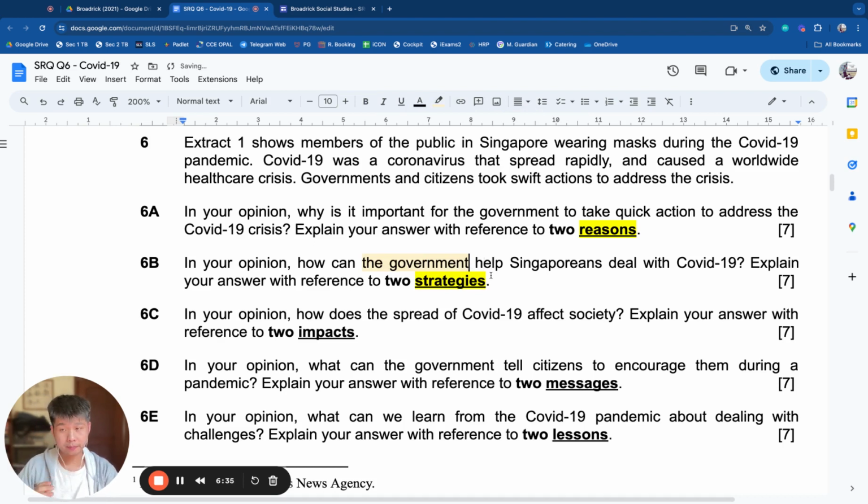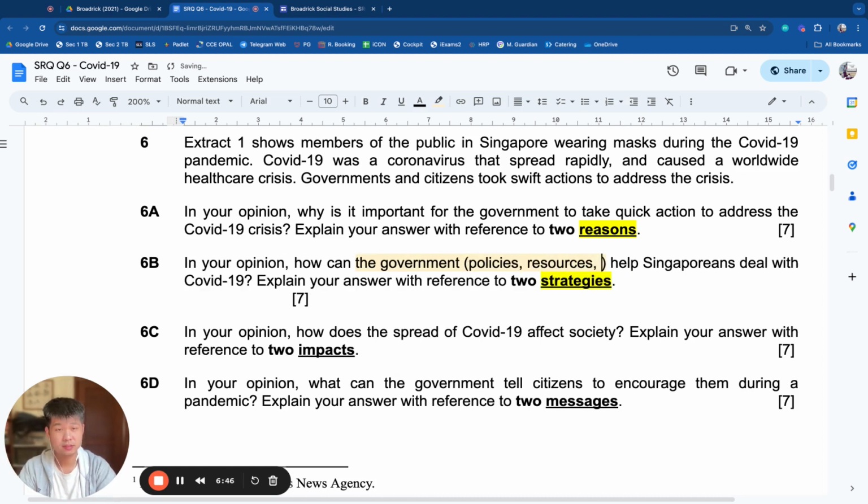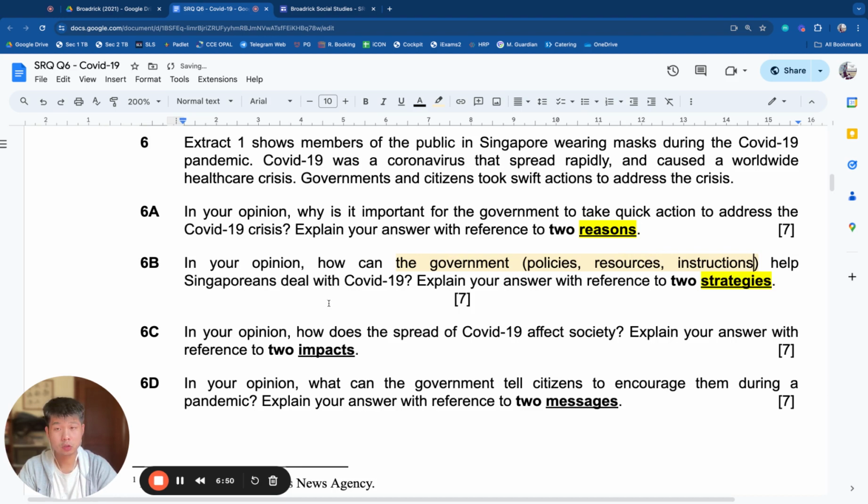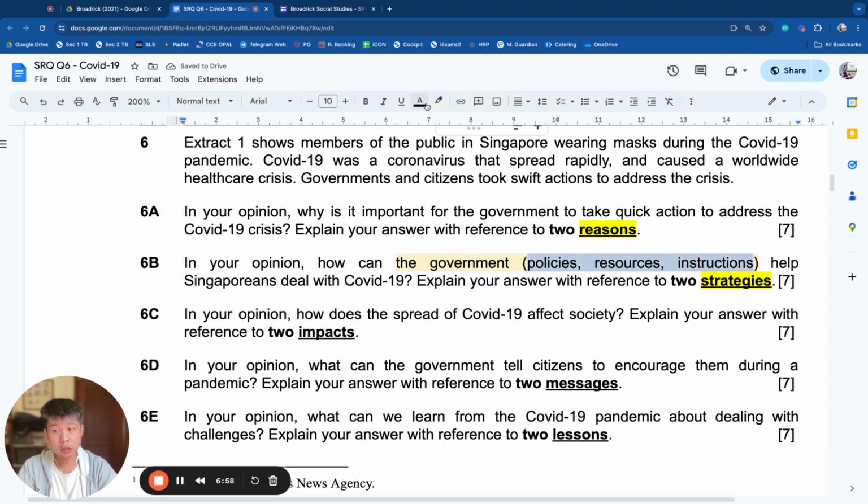But in this case, notice that it is tied to the government. Which means that you need to look from the perspective of the government's policies, the government's resources, and the government's guidance, instructions, so on. And you could think of another way to ask this question. What other stakeholder could you possibly come up with? It could be medical professionals. Maybe the question could change to medical professionals. It could be the youth, people like you. What could you do to help Singaporeans deal with COVID-19? So take note of the question and which stakeholder you're looking at, because then your suggestions, your ideas, your blah blahs, your examples will adapt to the question.